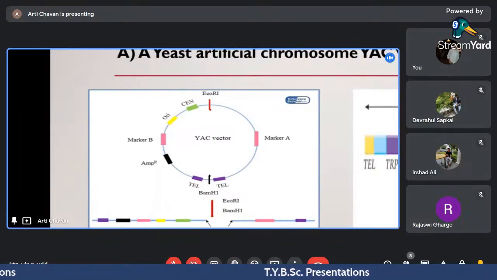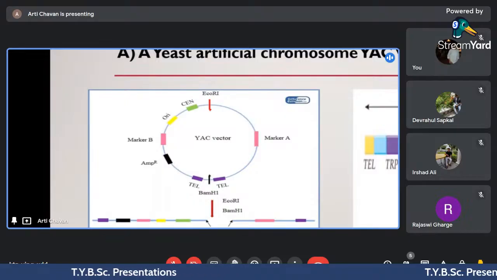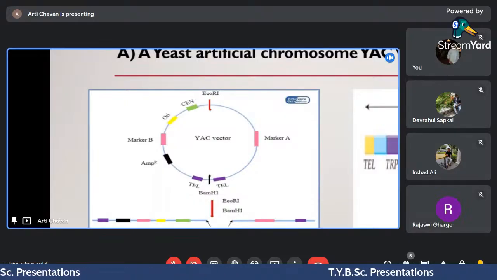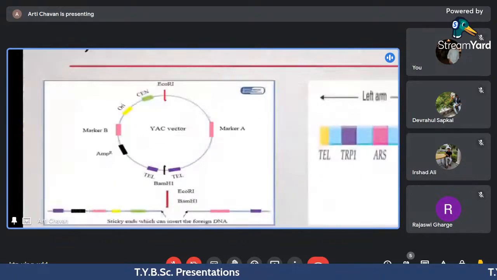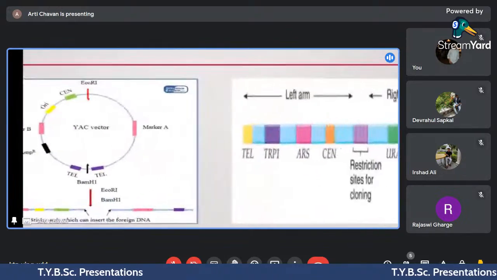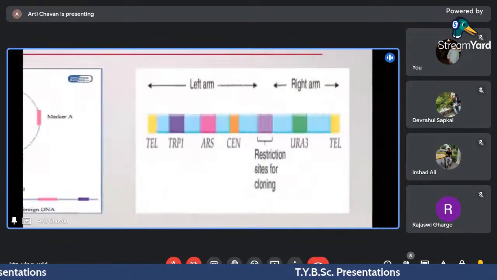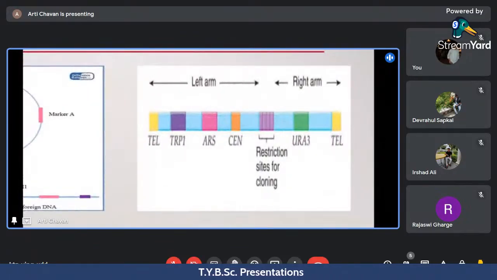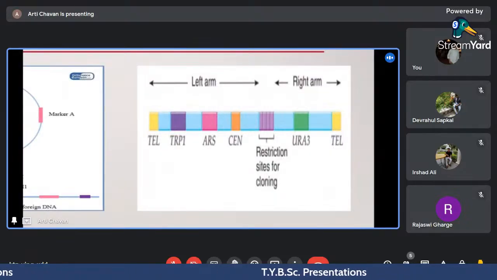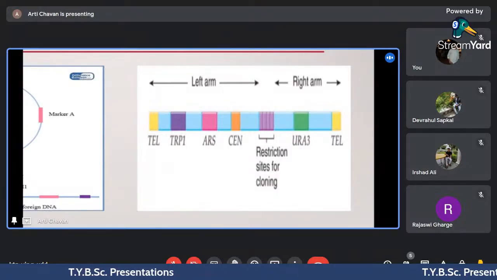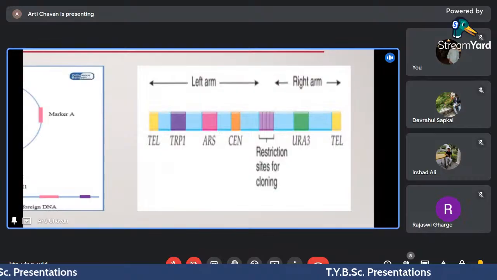And the thing is, if we treat the circular structure of this yeast artificial chromosome with BamHI, it will cleave it from the center, so that it will generate telomeres at both the ends and the centromere in the center.